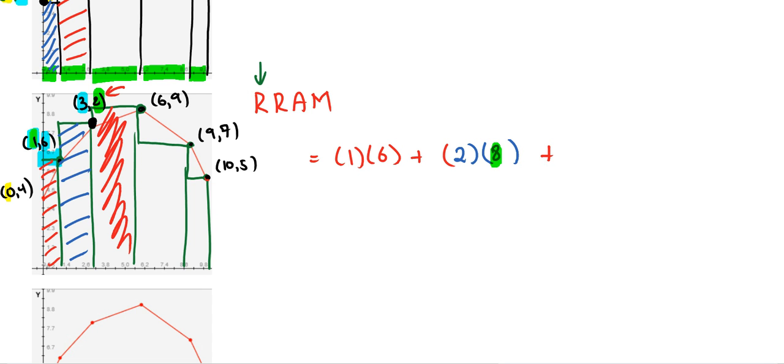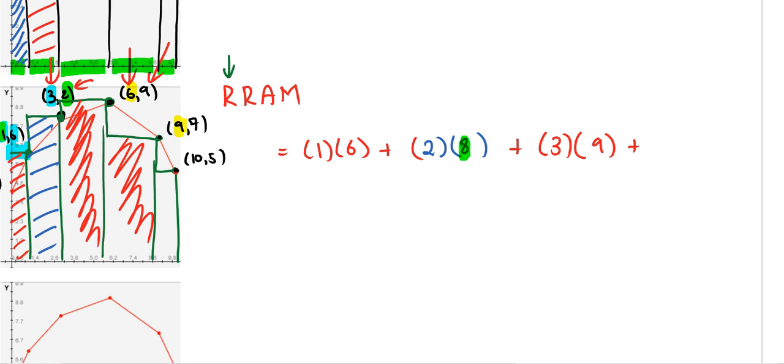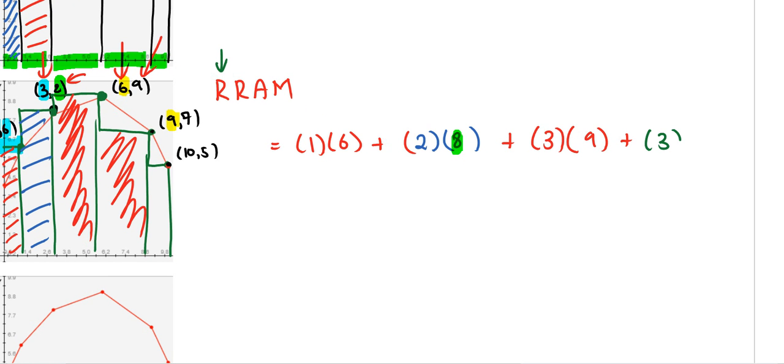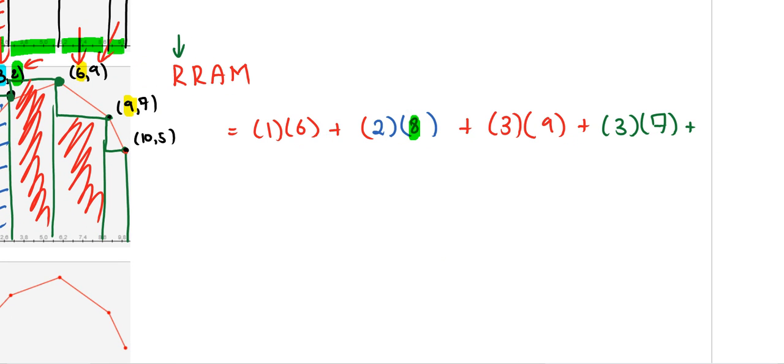Now going to my next rectangle, which I'll highlight in red here, that has a width of 3 because the difference between 6 and 3 is 3, and it has a height of 9. So 3 times 9, plus the next rectangle. If I look at this 9 and that 6, that rectangle has a width of 3 again, and now we'll have a height of 7. And the last one, if I go from 9 to 10, has a width of 1, and my height there will be 5. If I approximate all of that, I get 75 units.